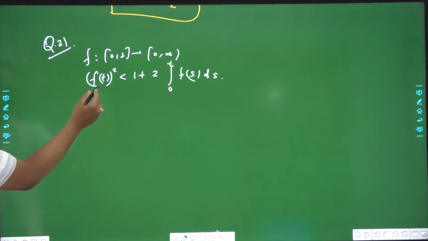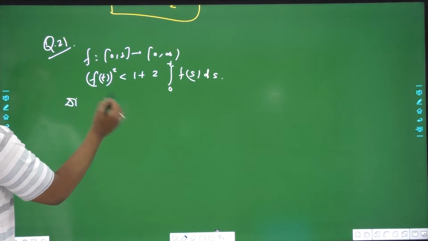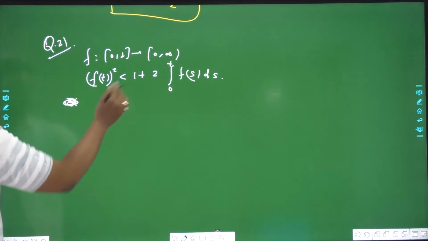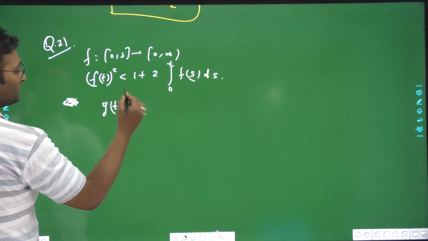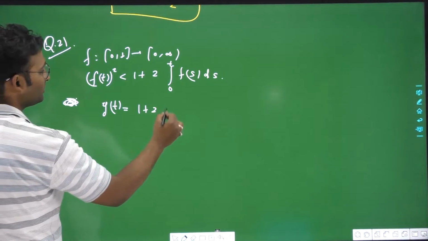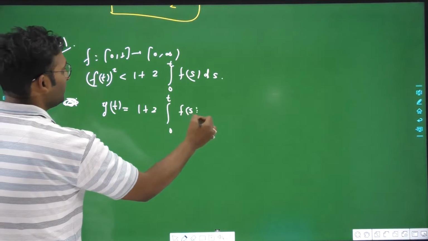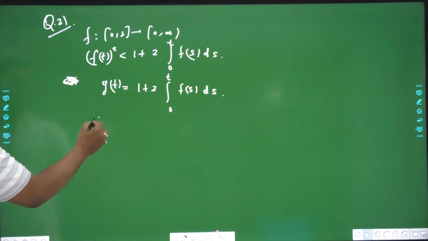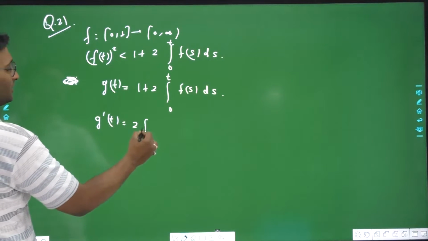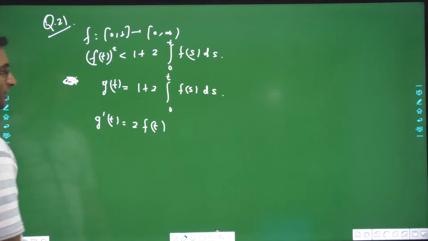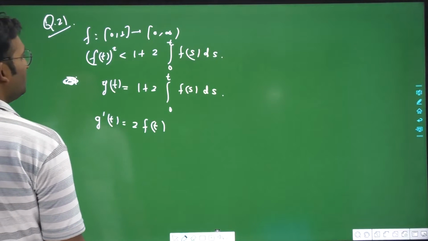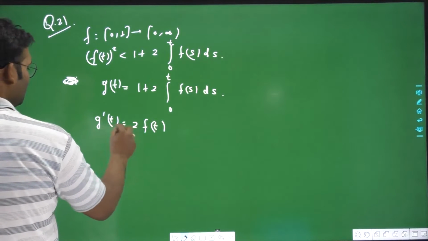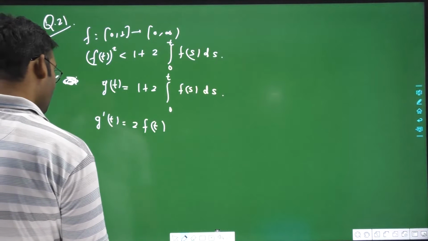So Newton-Leibniz formula आपको जैसा कि आता ही होगा, you just start differentiating on both sides. तो अब problem क्या होगा, just don't differentiate, let us take this particular variable as something. So let us take this particular variable as g of t. So g of t will be equal to 1 plus integration 0 to t of f(s) ds. Now g dash t will be equal to what? 2 times f of t. This is 2 times f of t, and the lower limit will be 0. So in short, g dash t will be equal to 2 times f of t.